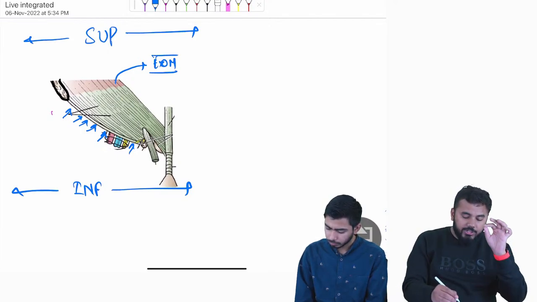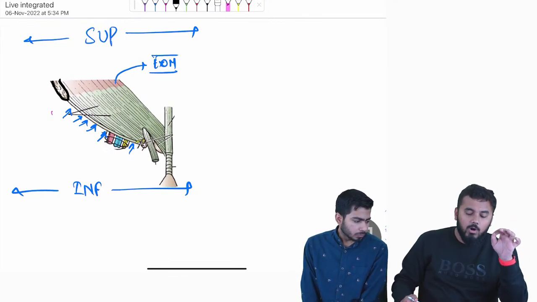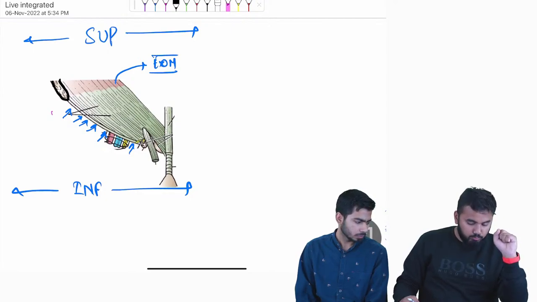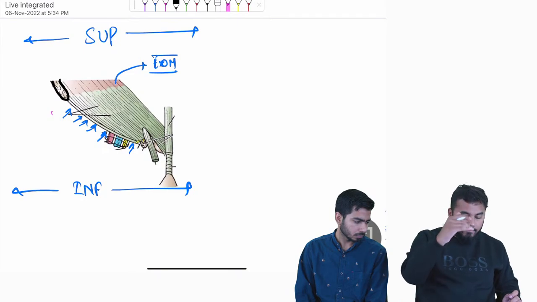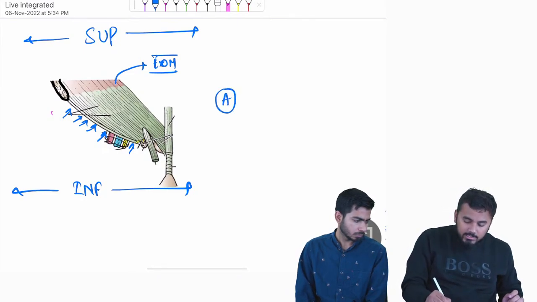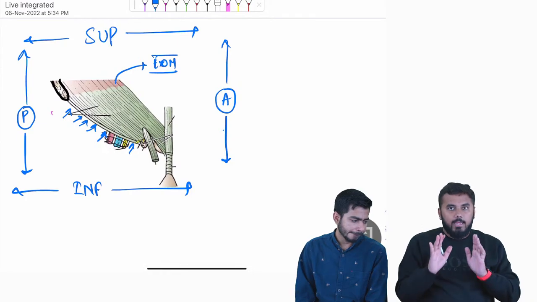Now, the question which they are going to ask you in the exam. All of you look here and pay attention. One is superior, one is inferior. Then what will be anterior and posterior? See, this is anterior. This is posterior. Clear now?